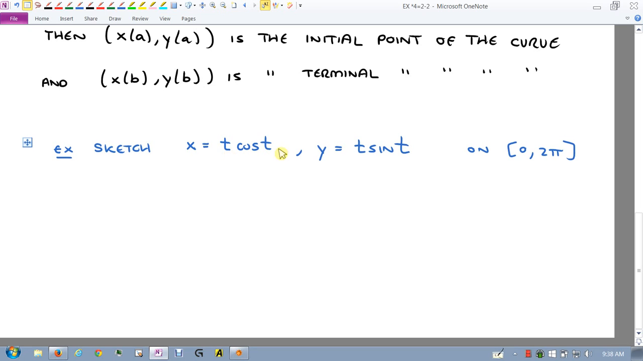And if you draw more, if you go out further, maybe to 4 pi or 6 pi, then it's going to draw more spirals, but it's going to keep widening out as you go. Does it make sense that that would be the case? So this t right here controls the radius.